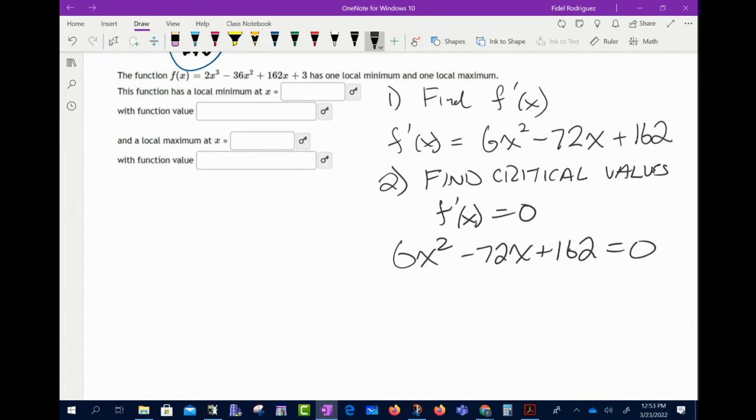Question, do you guys think we can divide everything here by 6? Yeah, let's divide everything by 6. All it does, y'all, is it just makes the algebra part hopefully a little bit easier. So this is going to become an x squared. Anybody know how many times 6 goes into 72? Well, what about into 162? 27. There you go. Perfect. Okay.